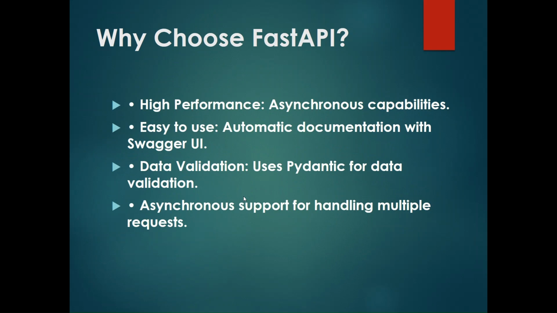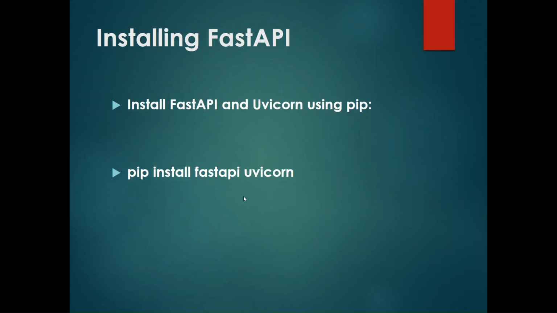Then asynchronous support is there for handling multiple requests. As I told you, we can handle multiple requests at a time. So for that purpose we need to use this FastAPI if you're creating any projects. For example, if it is based on Python, then you can create its API in Python only by using FastAPI, because by using Flask also we can create APIs, but FastAPI is better compared to those two things, guys, that is Django and Flask.